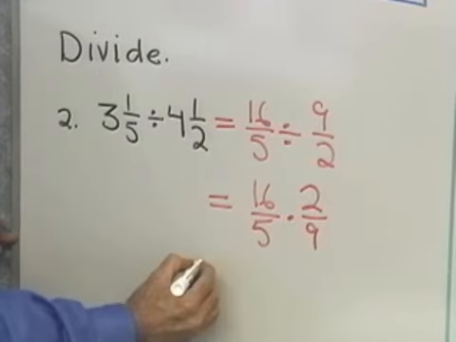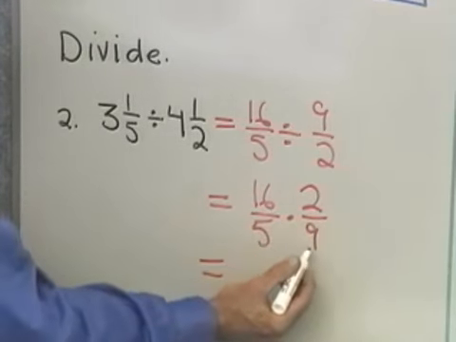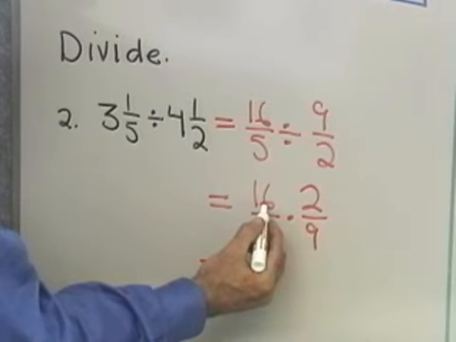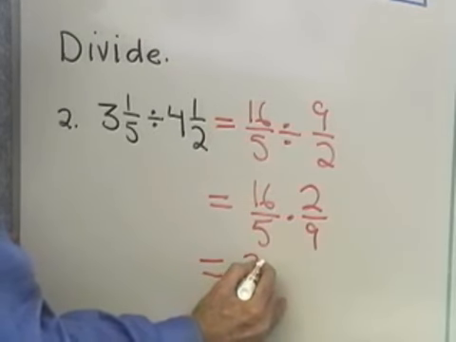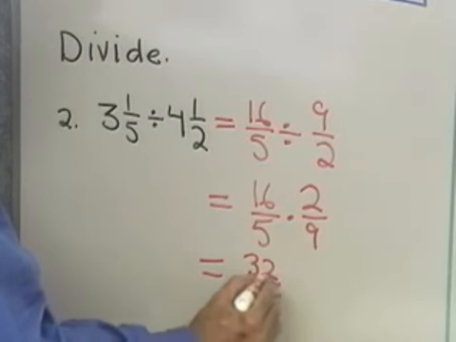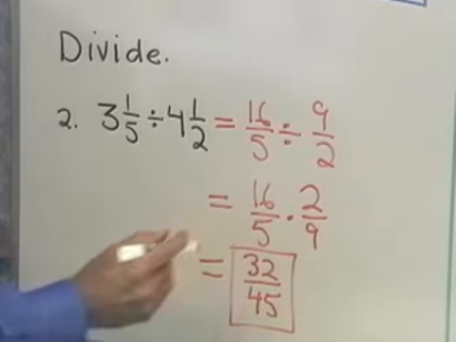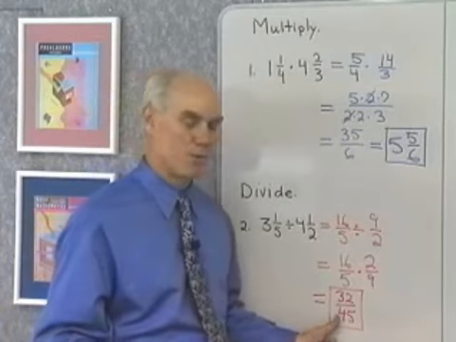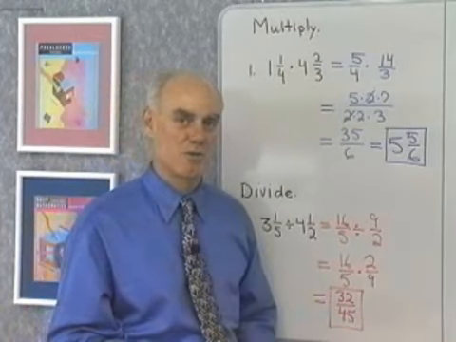Now let's see, I don't think there's any factors common to the numerator and denominator here, so I'll simply multiply 16 times 2 and get 32, and 5 times 9 is 45. So I end up with 32 over 45. That is in lowest terms, and since it's a proper fraction, I can't change it into a mixed number.